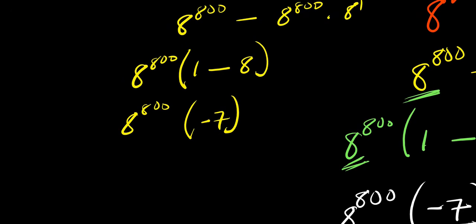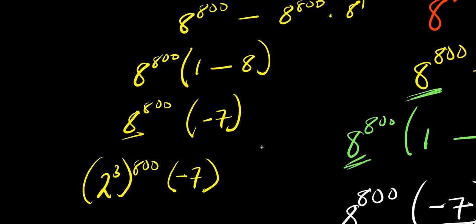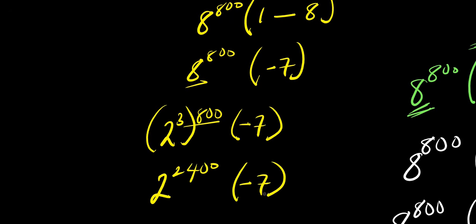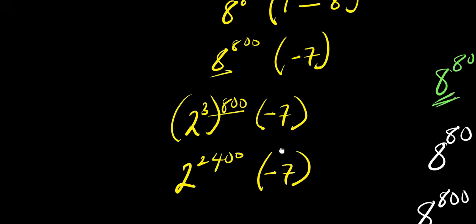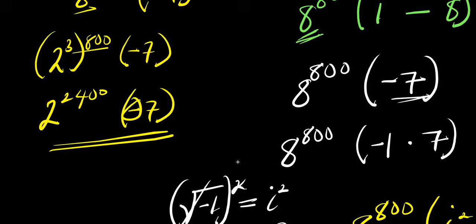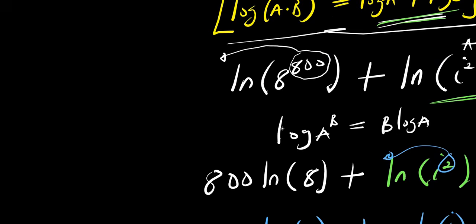So from here, you have 8 is simply 2 to the power of 3 raised to the power of 800 times negative 7. So you multiply this exponent, you have 2 power 3 times 800, that is 2400, times negative 7. So this is another way of writing our answer, but there's a minus here. So this minus is what we have been replaced with in this natural log and pi.